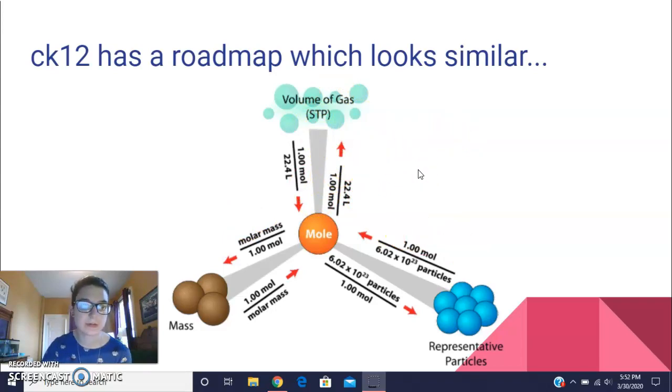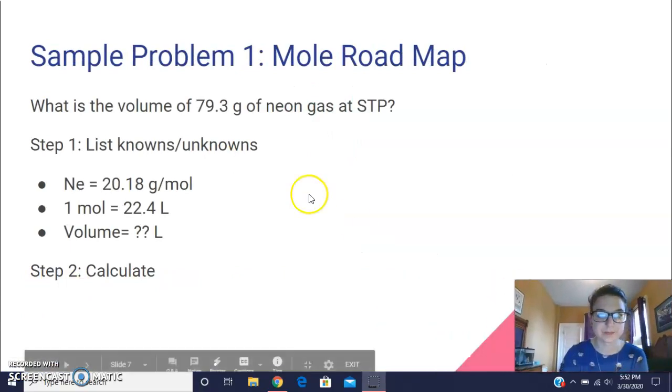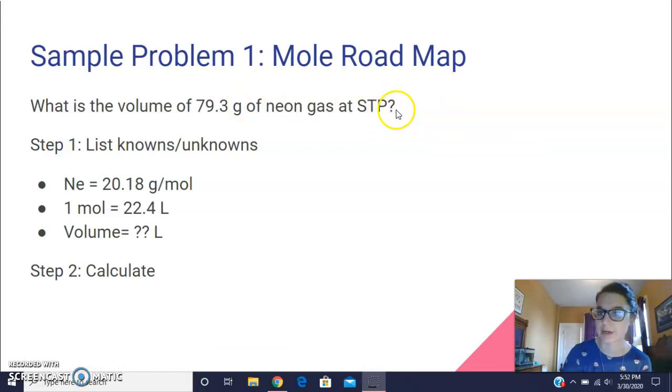But you can definitely use the roadmap that we've used in class to solve these problems as well. So we do have a sample problem. What is the volume of 79.3 grams of neon gas at standard temperature and pressure? Remember, this STP is important because without STP, we couldn't use this molar conversion. So that's why the STP is important here.